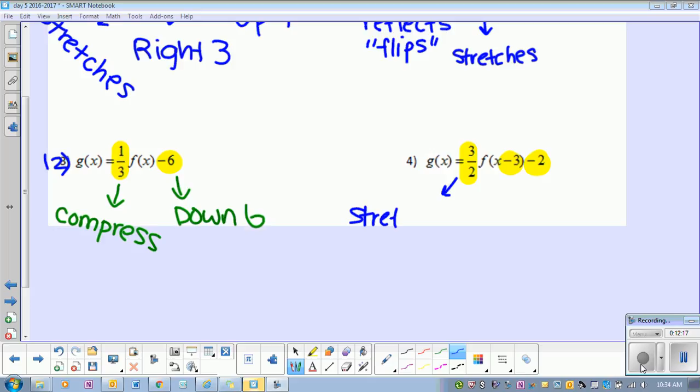Stretches. Yeah? Yeah, it is. Okay, what about this one? Right 3. Can I get a yes or no? Do we agree? Yeah, yes?